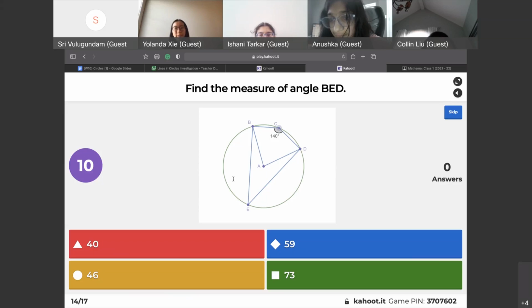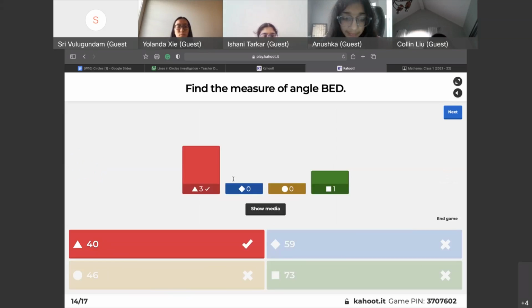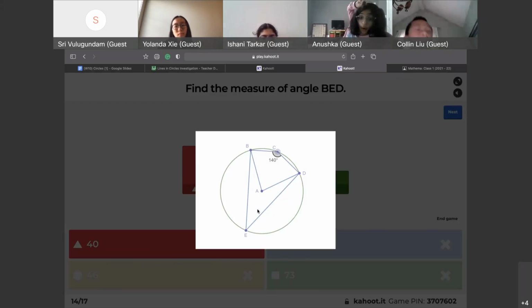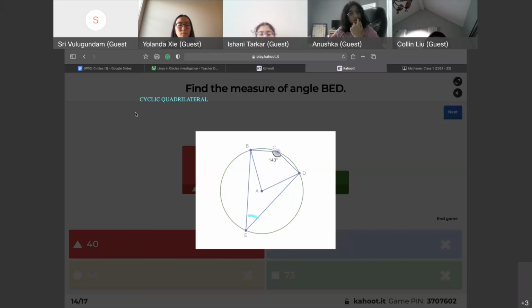Find the measure of angle BED. I remember that opposite angles are always equal to 180. So I said 40. Right. So it'd be 180 minus 140 because this is a cyclic quadrilateral, so opposite angles sum to 180, as she said. So we would get 40 as our answer.